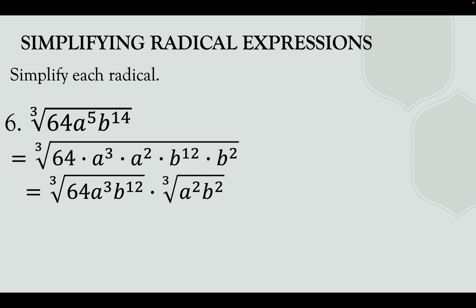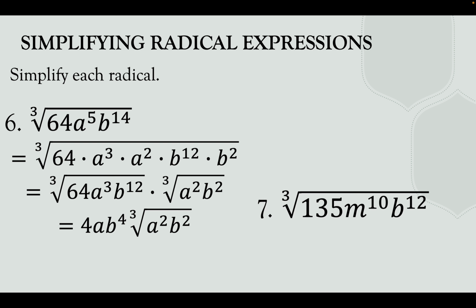And then we have cube root of 64 a raised to 3 b raised to 12 times cube root of a raised to 2 b raised to 2. What is cube root of 64? We have 4. Cube root of a cubed, we have a. Cube root of b raised to 12, we have b raised to 4. And then copy cube root of a squared b squared. So our final answer is 4ab raised to 4 cube root of a squared b squared.